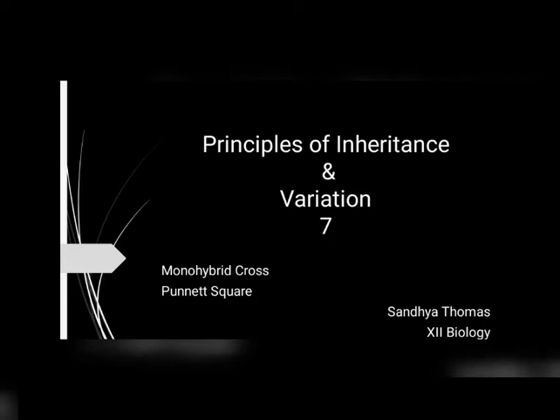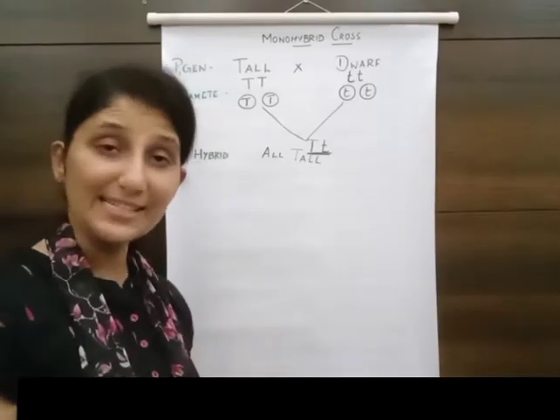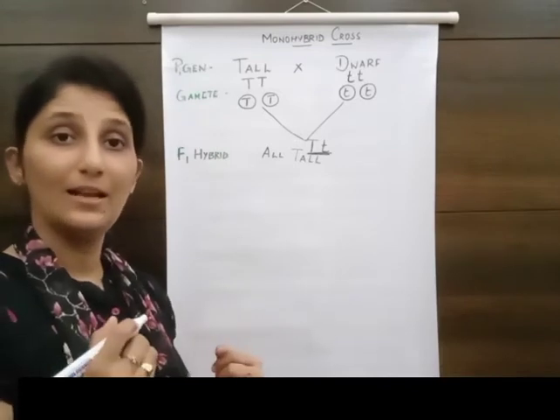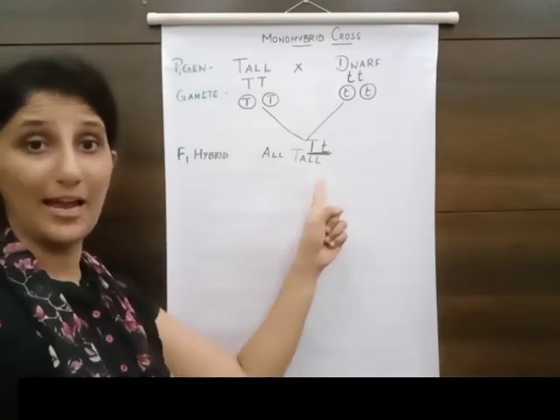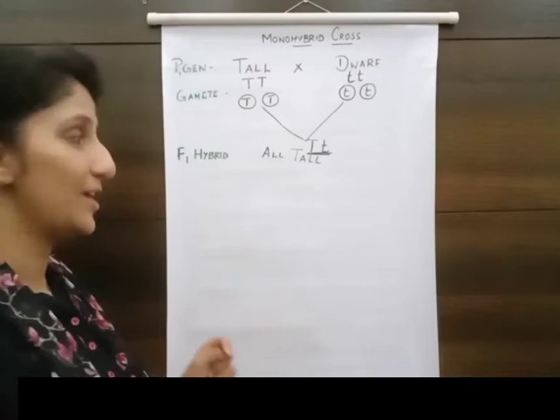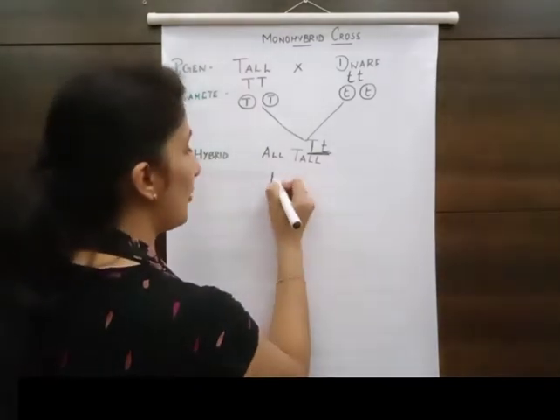Principles of Inheritance and Variation, Session 7. Let us continue with the monohybrid cross. In the next step, Mendel did selfing of the F1 hybrid, selfing or self-pollination. So, let us conduct the self-pollination.